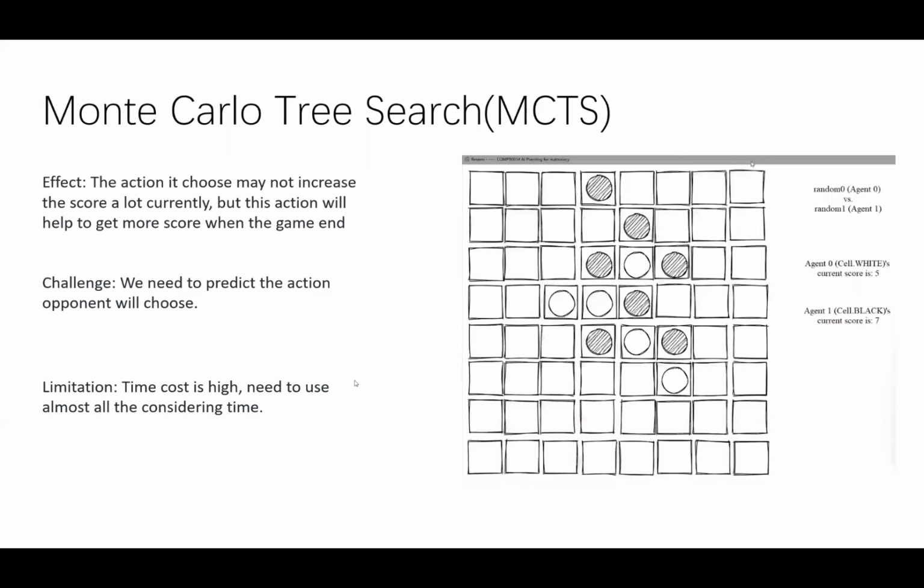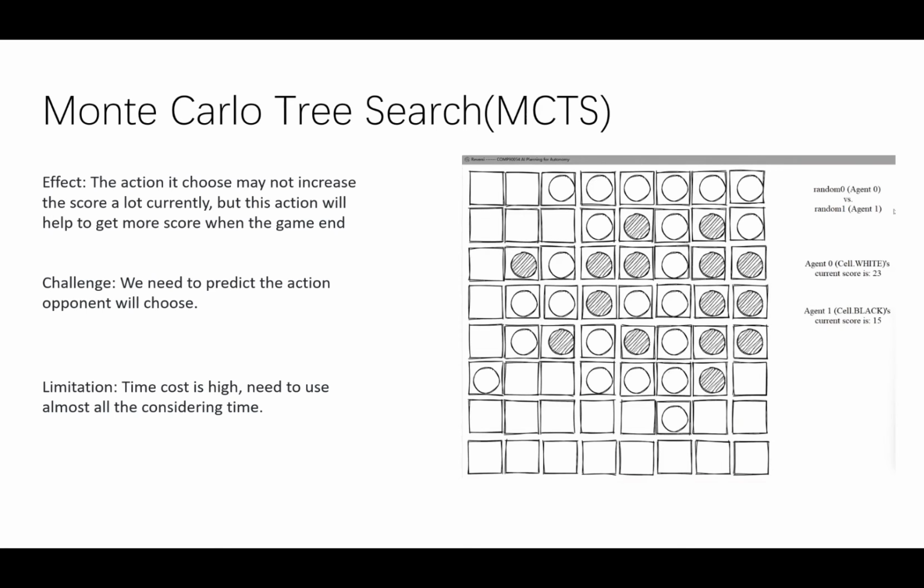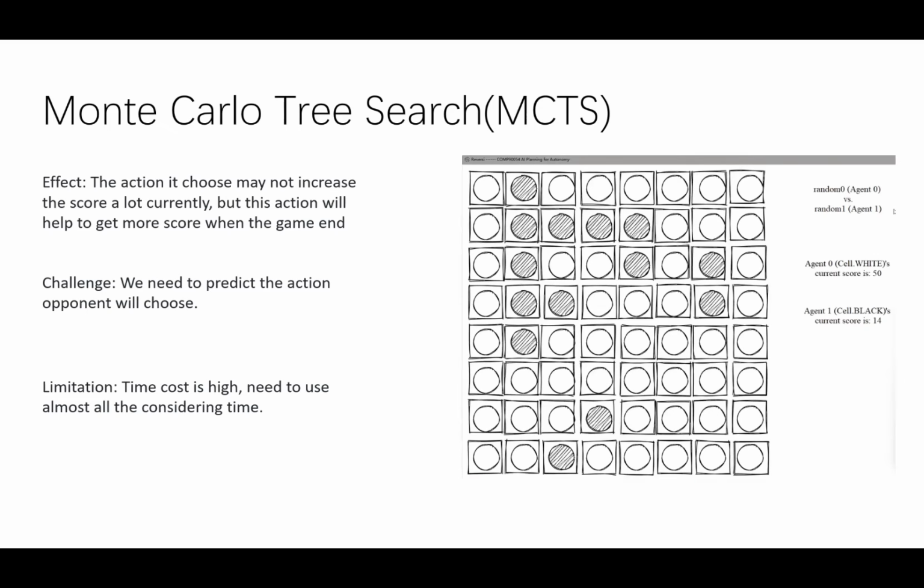Another agent we used applies the Monte Carlo Tree Search to this game. Monte Carlo Tree Search can help to choose the nearly optimal action. This action may not increase the score currently, but it can help to get more score in future game steps. Let's watch the replay, and agent 0 is our MCTS agent. Here's a fun fact: the score is lower than agent 1 initially, but in the later game, it flipped a lot of black discs and won this game.